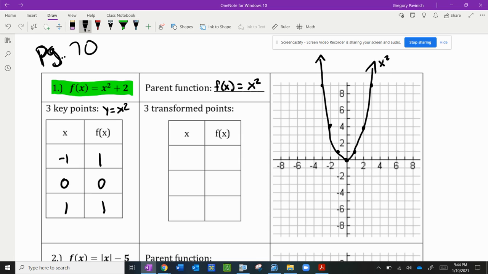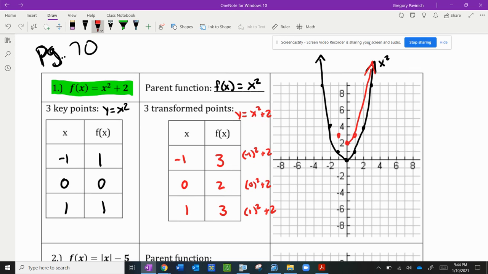Now we're going to see what happens when I add a 2 outside of this function. So now I have y is equal to x squared, and I'm going to add 2. Let's start with the same values, -1, 0, and 1, and I'm going to plug them in there. -1 squared is 1 plus 2 is 3. I'm going to plug in 0, 0 squared plus 2 is 2. And I'm going to plug in 1, 1 squared is 1 plus 2 is 3 again. I'm going to graph these points: -1, 3, 0, 2, and 1, 3.